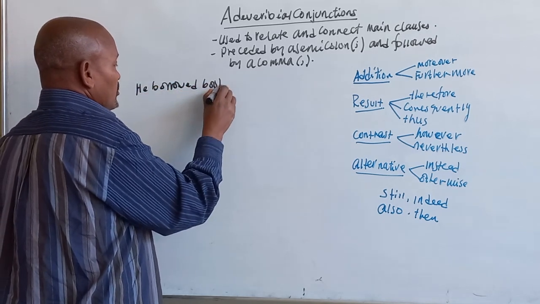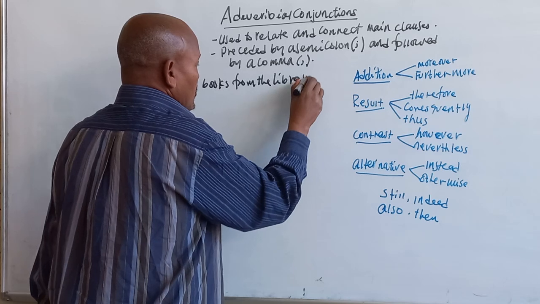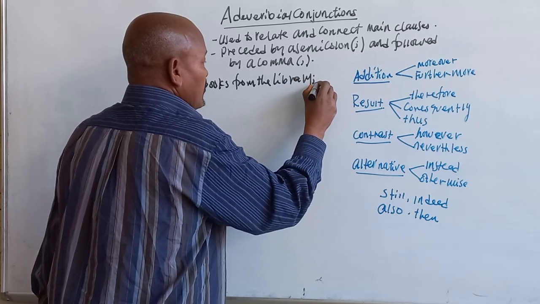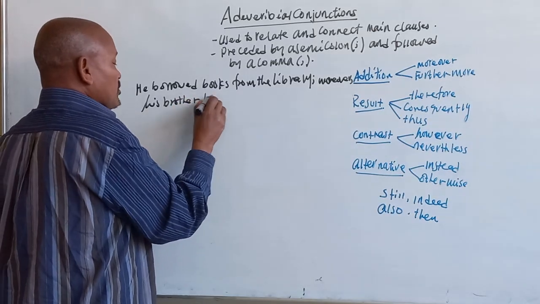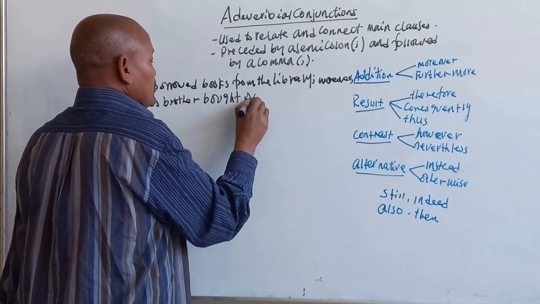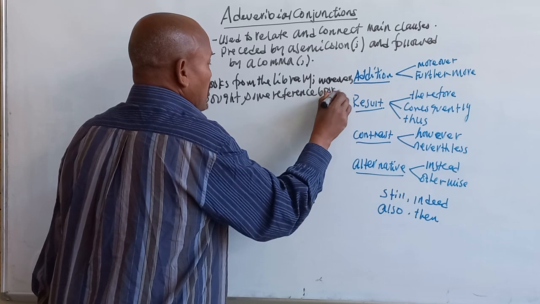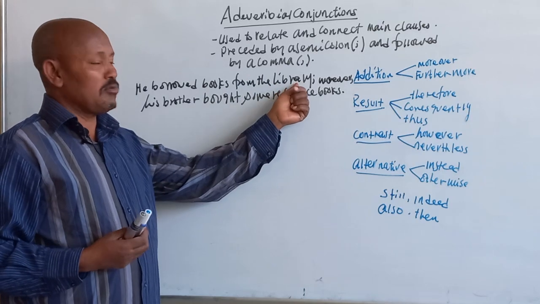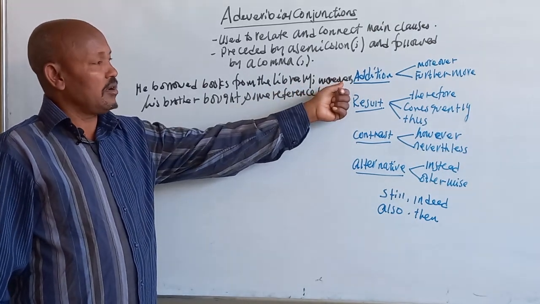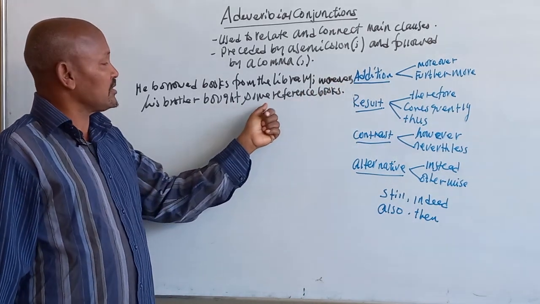Let me give you one example here. He borrowed books from the library; moreover, his brother bought some reference books. Look, this point is here: he borrowed books from the library, one point. Then moreover or furthermore, semicolon and comma, his brother bought some reference books.